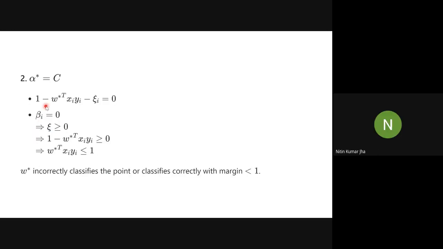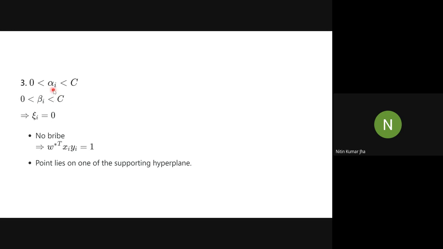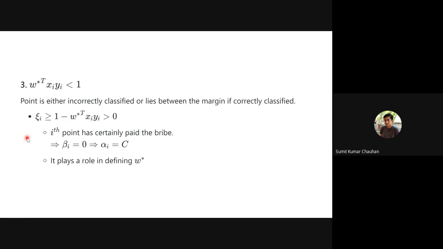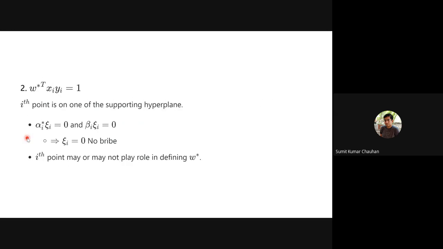Yes, so we are coming to that part where you mentioned that if alpha takes a value between 0 and C, then xi has to be 0, right? But we can't comment on that, because beta will be 0, so we cannot comment on whether the bribe will be 0 or not. What I'm saying is that if xi is equal to 0, then we cannot comment on the value of alpha.